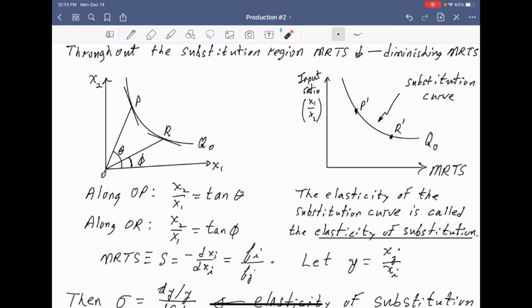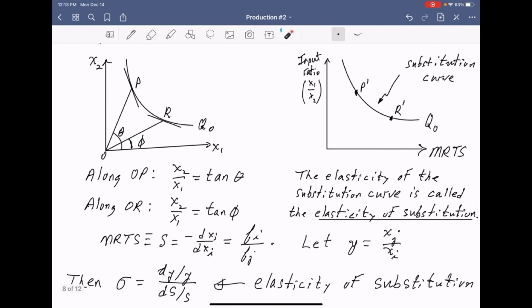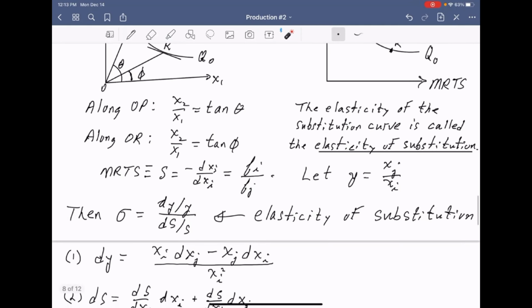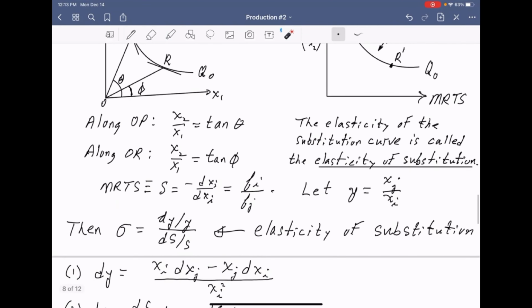Now we can also draw that in this way, where we have a substitution curve, our isoquant if you like, but it's the marginal rate of technical substitution that is plotted on the horizontal axis, and the input ratio x1 to x2 on the vertical axis. The elasticity of substitution curve is called the elasticity of substitution. All right, now let's take a look at that.